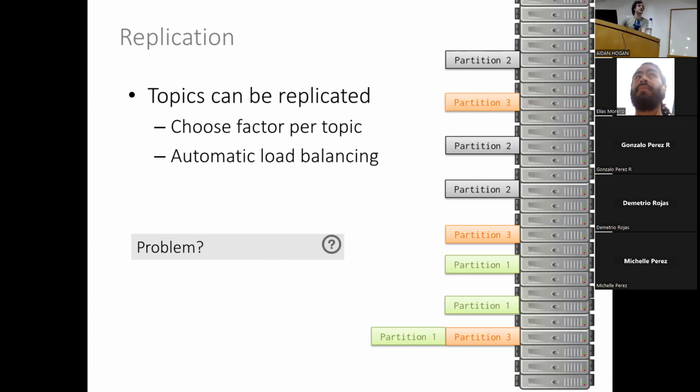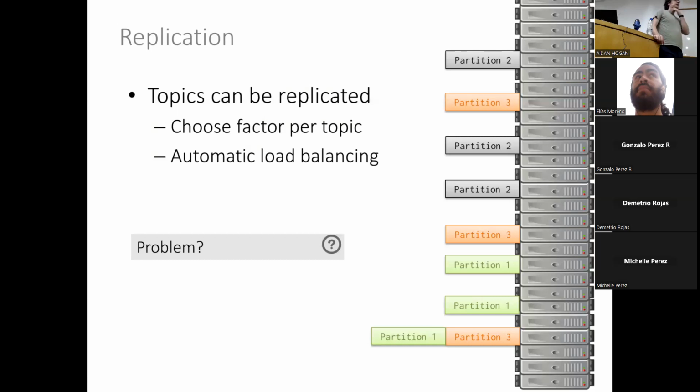Can anyone see a potential issue if we start copying things? We start replicating topics. So memory for sure. We'll be using 3 times or 5 times or n times the space. But here it's a different issue that we have to be wary of. There's maybe more than one problem here, but it relates to the guarantee of order.